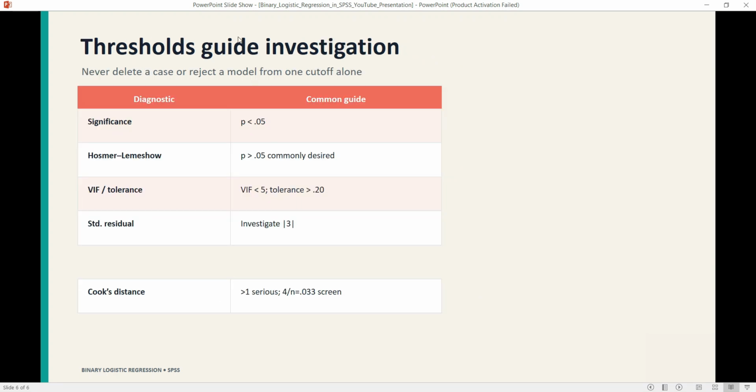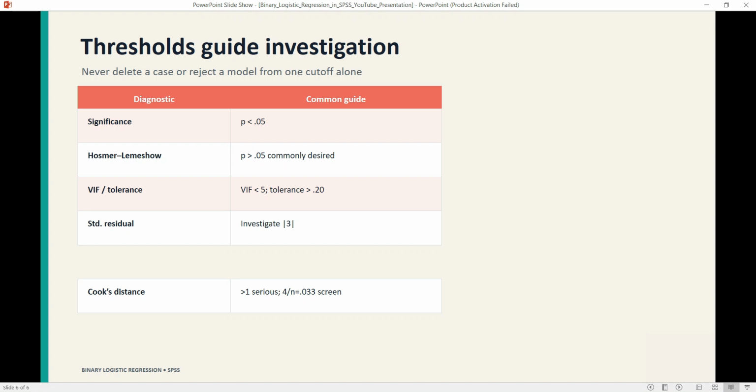And we also need to know the threshold values to accept and reject the hypothesis. To accept the alternative hypothesis, the value of P should be less than 0.05. Hosmer and Lemeshow tells the calibration of the data, so the value of P should be greater than 0.05.